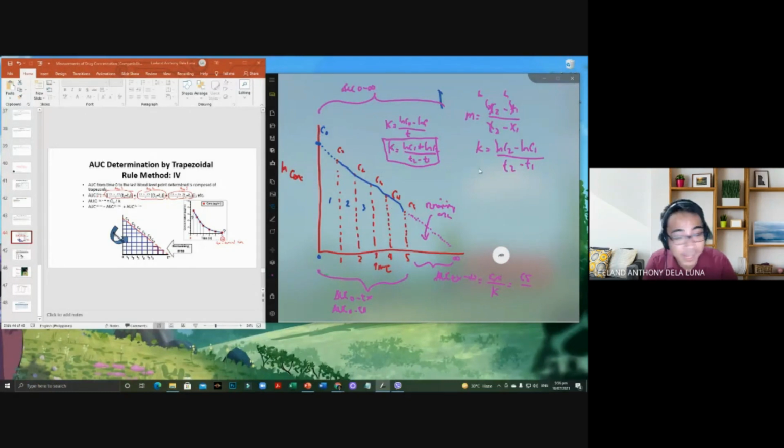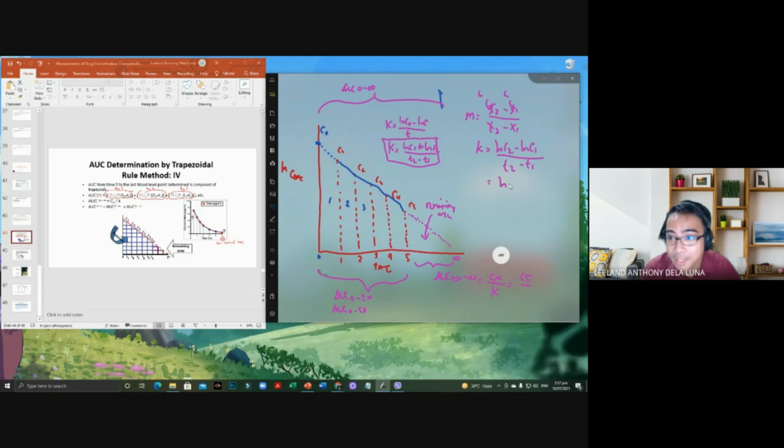So meaning class, I can use any point of the line, kahit wala akong C sub 0, to compute for K. So to compute for the K of this one class, ang gagawin ko lang would be ln. Usually class, I prefer to use the last two concentrations. I will suggest everyone to use the last two concentrations when computing for K, when we're computing for AUC. Okay, if you're given any data sets class, use the last two. Bakit? Kasi ulitin ko, nasa equilibrium na yan, most likely. Okay, that's already reached equilibrium. So very stable na yung pag-eliminate ng drug na yun.